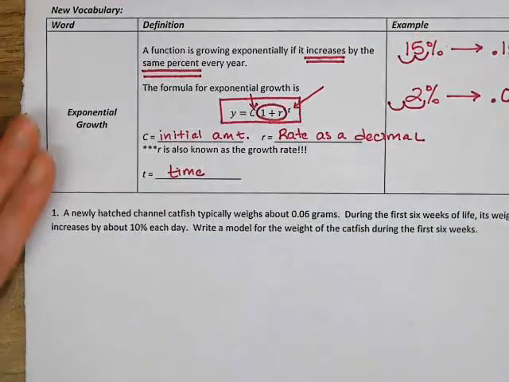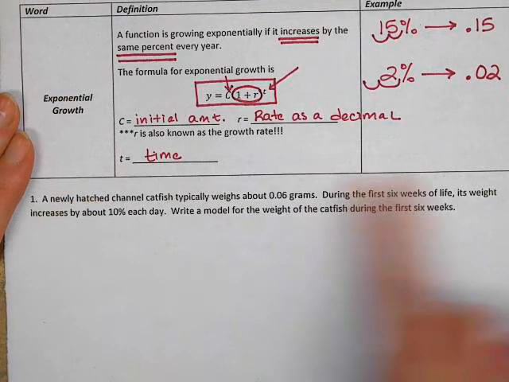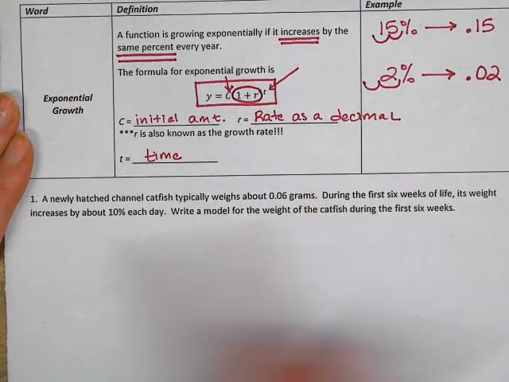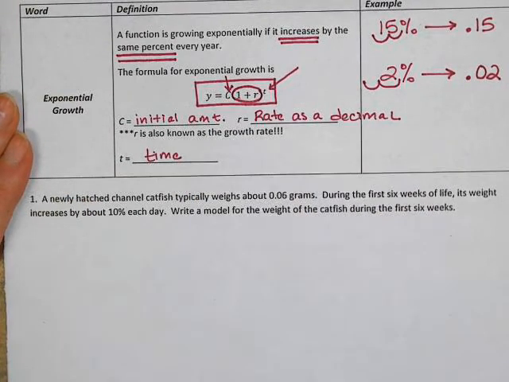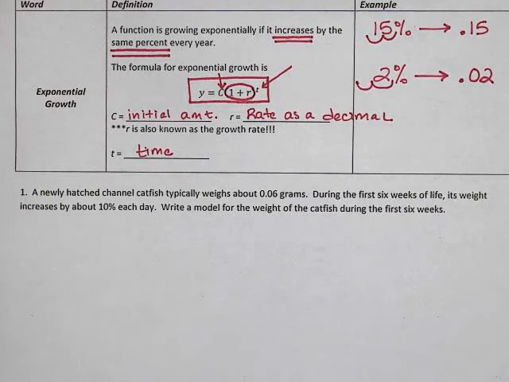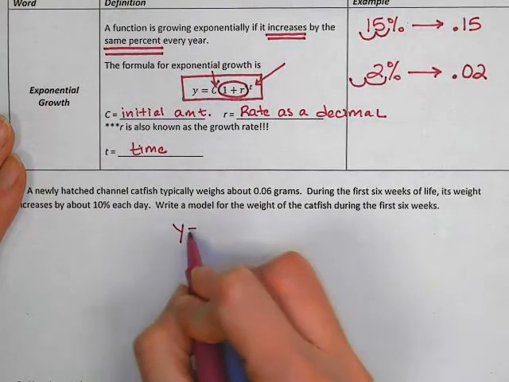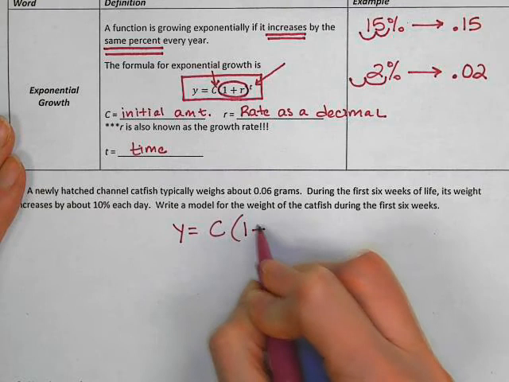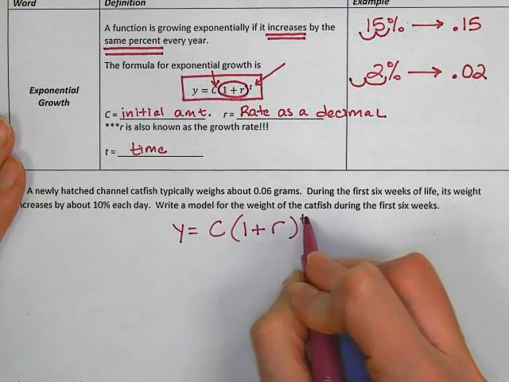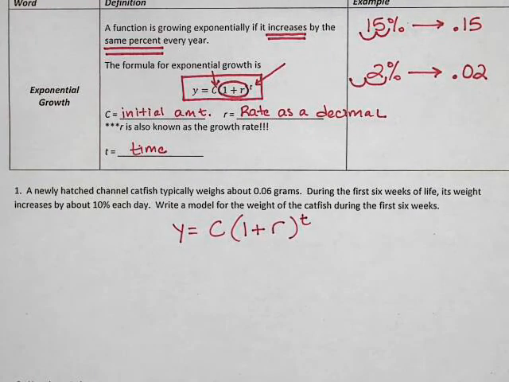All right, so this is really easy. We're just going to read the problem and see if it's exponential, and then plug stuff into the formula. Okay, so first I'm going to write the formula. Y equals C times 1 plus R to the T power. Okay, so first step, does this problem represent an exponential situation?